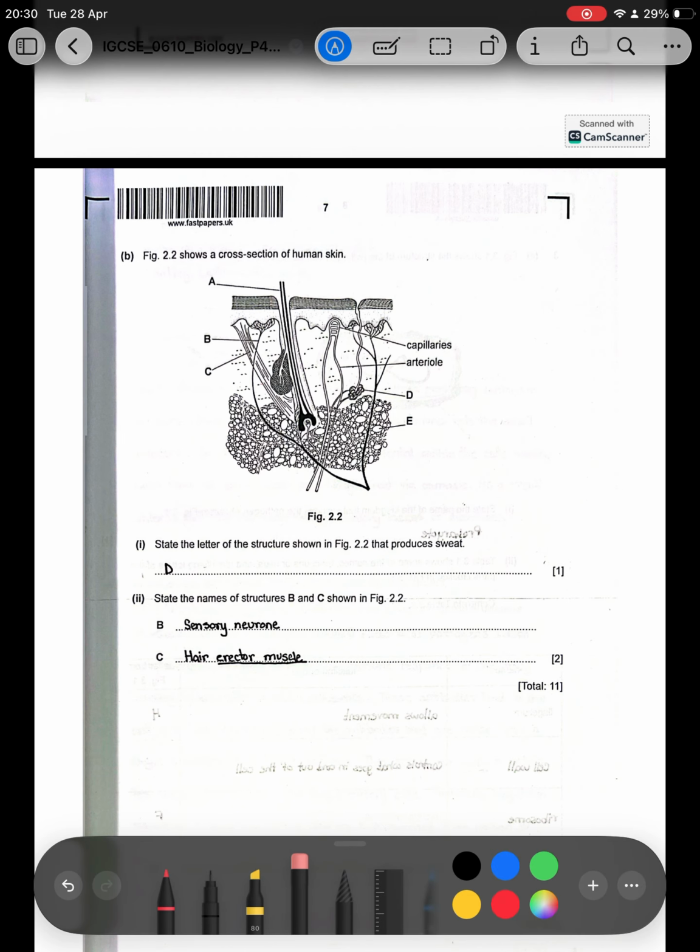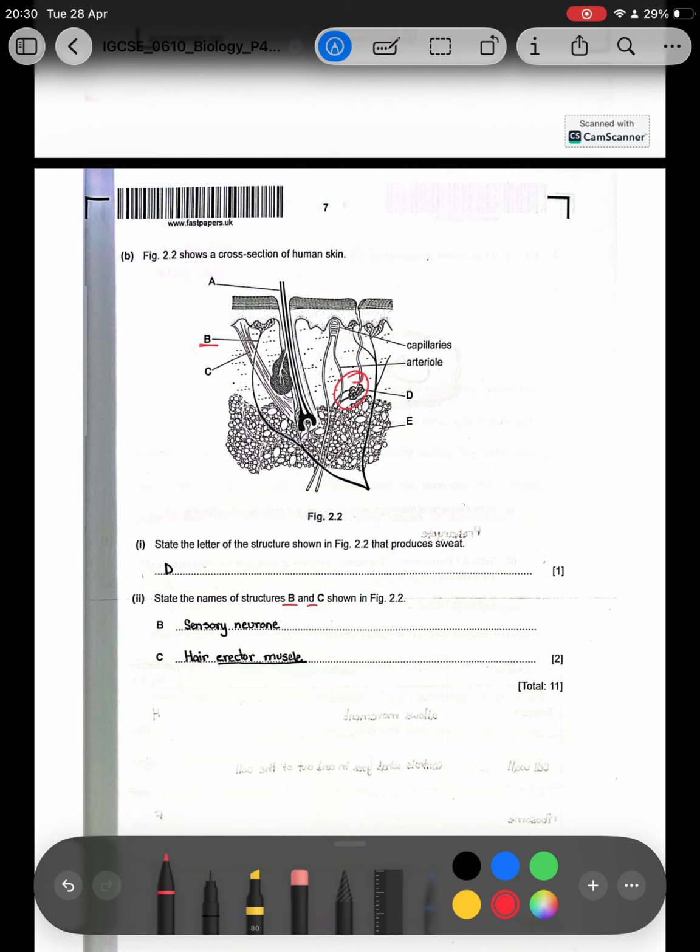Okay, part B, figure 2.2 shows a cross section of human skin. State the letter of the structure shown in figure 2.2 that produces sweat. So out of all this, this is the obvious one. This is the sweat gland.